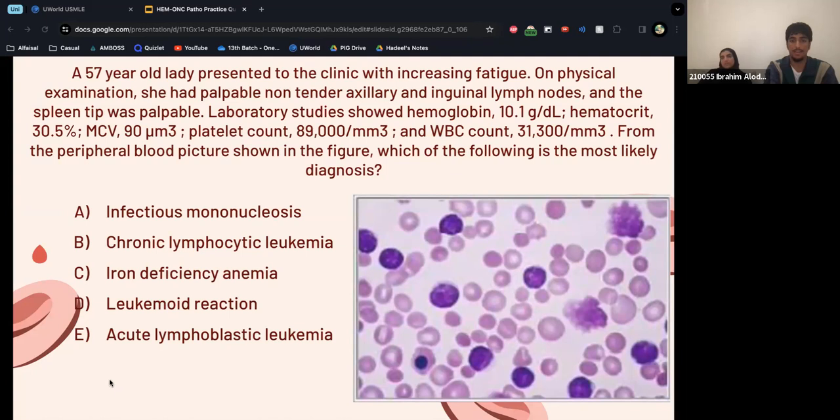What do you guys see in the blood smear? This could be a hard question. Nice, okay, smudge cells. It's pretty straightforward in my opinion. Now, do you guys know how smudge cells happen?